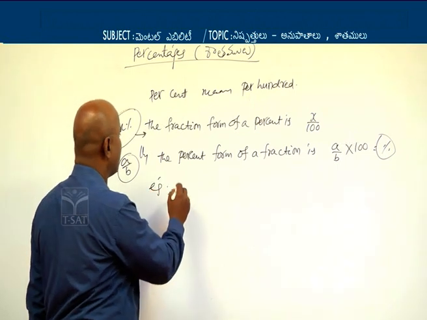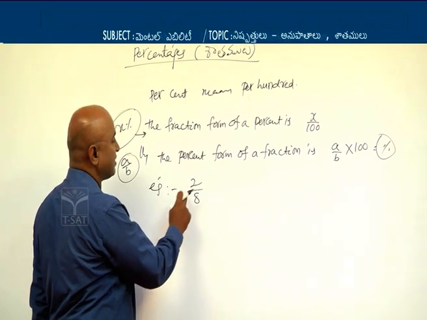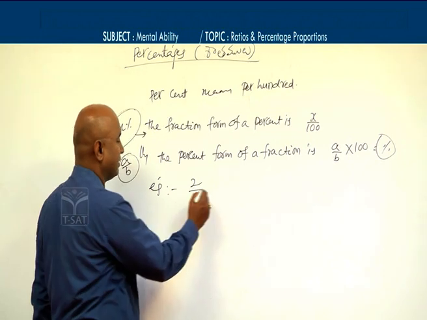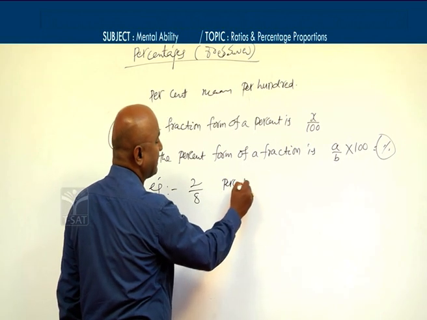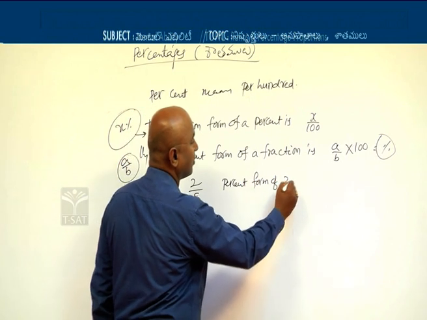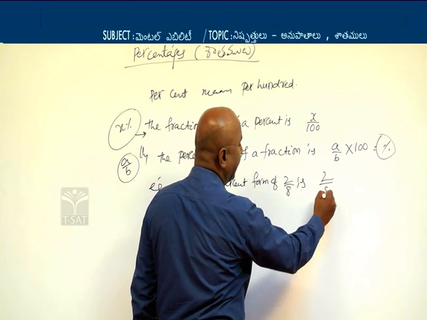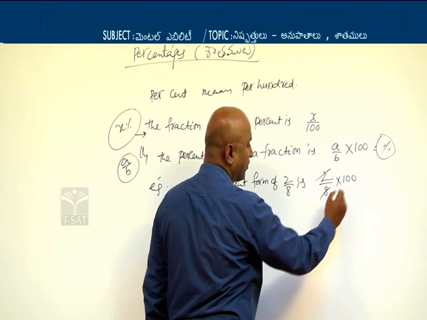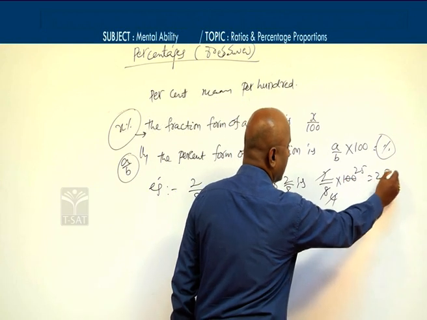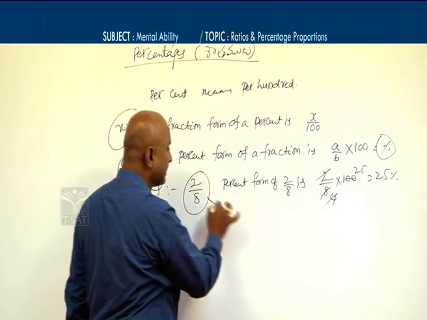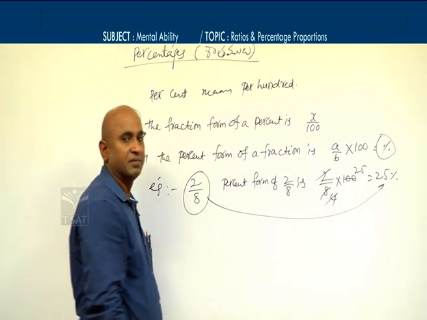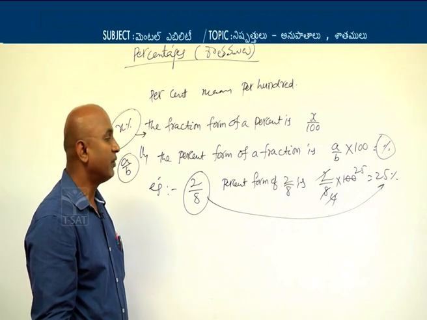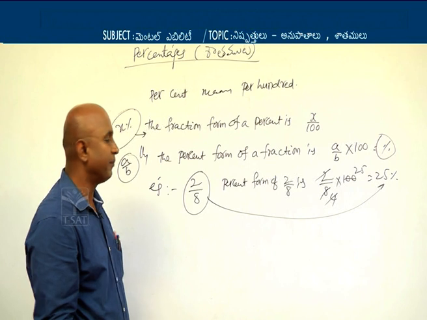Examples. Suppose 2/8 is a fraction. What is the percent form of 2/8? Percent form of 2/8 is equal to 2/8 into 100. That is equal to 2 ones 2, 2 fours 8, 4 ones 4, 4 25s 100. So 2/8 is nothing but 25%. So in order to change a fraction into a percentage, we have to multiply that fraction with 100.